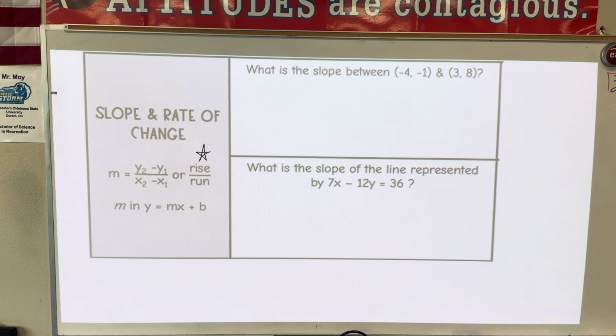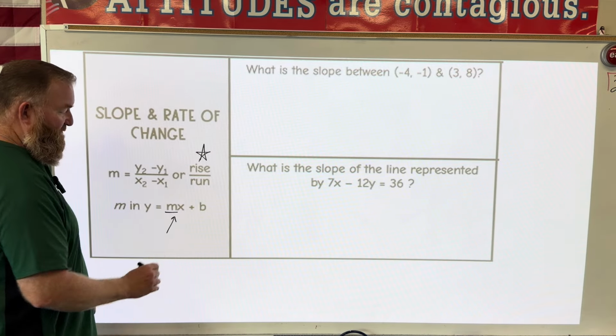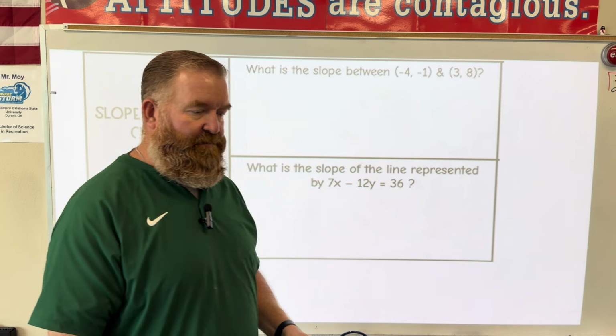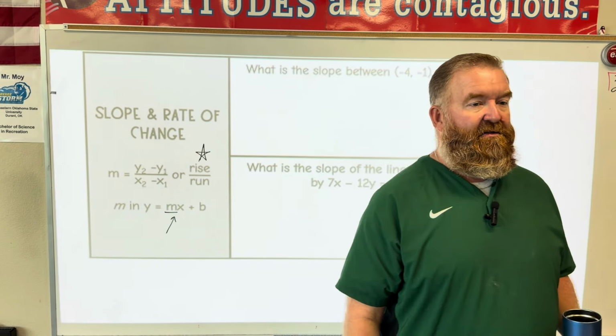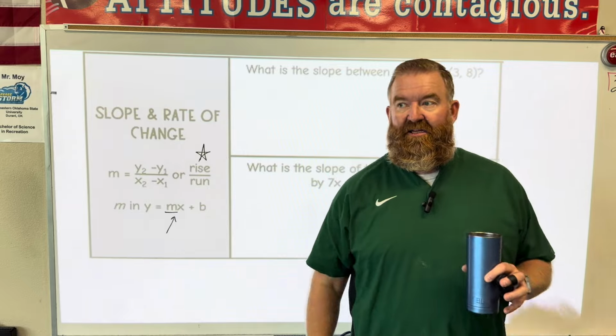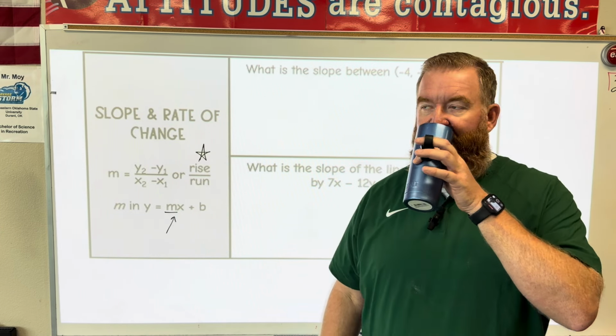Rise over run is y2 minus y1 over x2 minus x1. It is the m in y equals mx plus b. That is your slope. Slope is always in front of what letter? X. And if there is no x, there is no slope, which makes it flat. Think about skiing: if there's no slope, it's just a flat line.